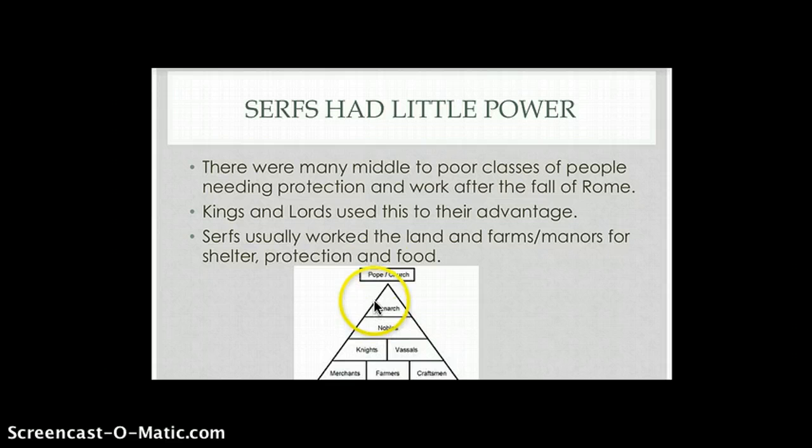As you can see from this chart, the church was always on top, and during this time, people looked to the church for hope. Then you have your monarch or king, nobles, and the knights and vassals for protection. Then you had merchants, farmers, and craftsmen. And at the very bottom of this are the serfs.